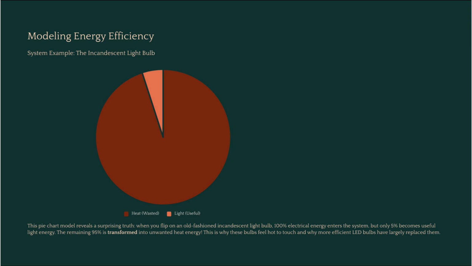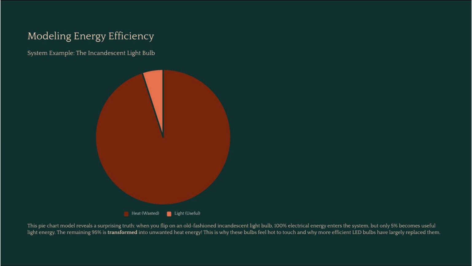Let's use a Sankey diagram to model the energy efficiency of an old-fashioned light bulb. You start with 100% electrical energy input. When that energy transforms, the arrow splits into two. You'll see a tiny, narrow arrow for light, the useful energy. Maybe just 5%.